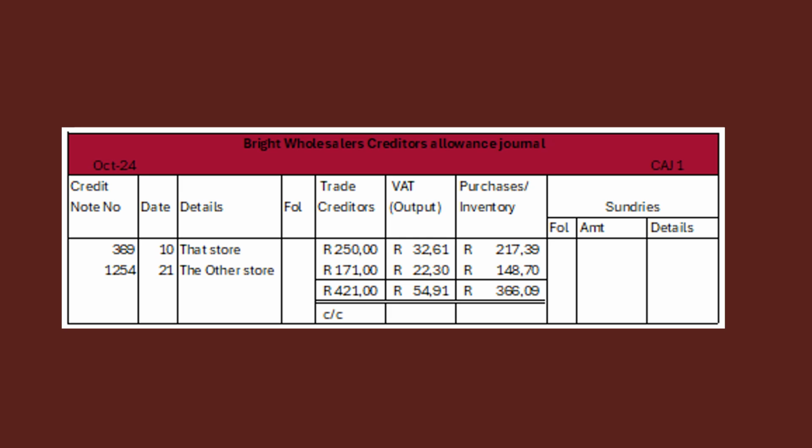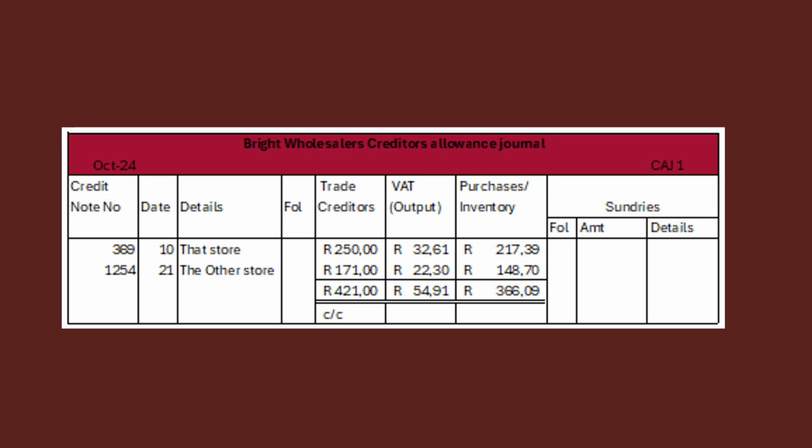Then we have trade creditors, and this column reflects the total amount of the credit note inclusive of VAT. The total of this column reflects the total purchases returned to creditors in that current month. So anything that you take back will reflect in here with VAT inclusive. Then we have VAT output. So this column reflects the output VAT portion of the credit note.